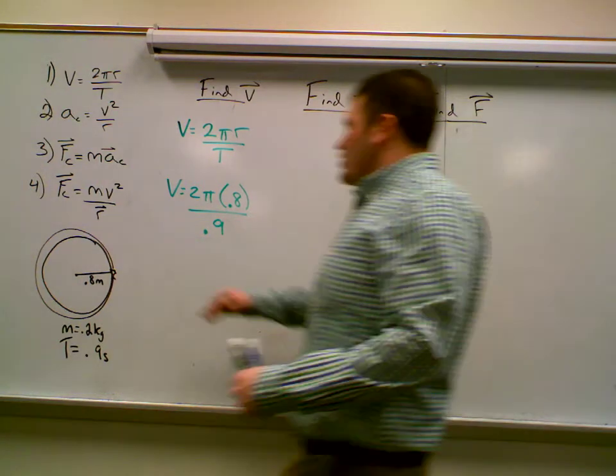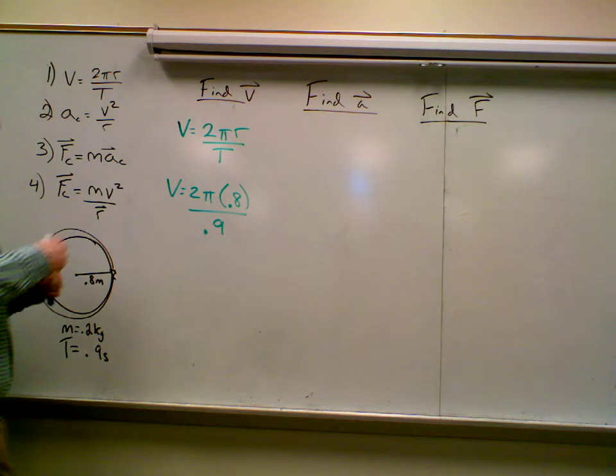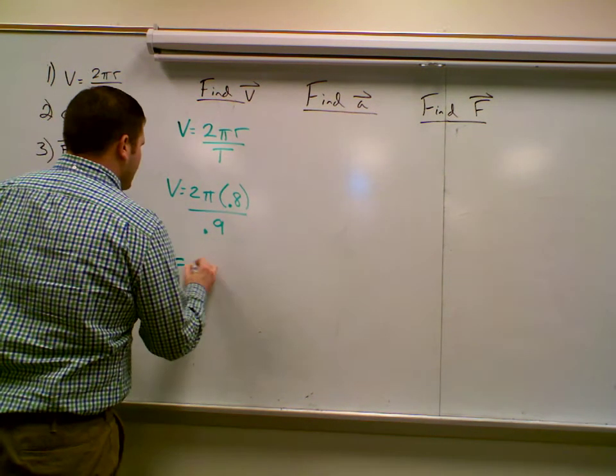All right. So, what's our velocity? 5.59. Can I round that to 5.6?